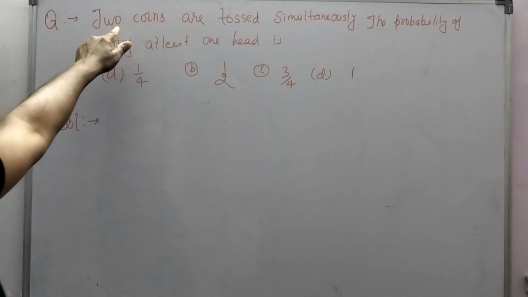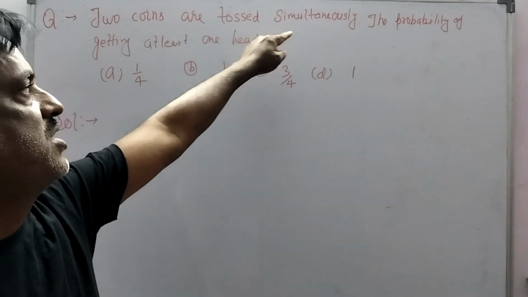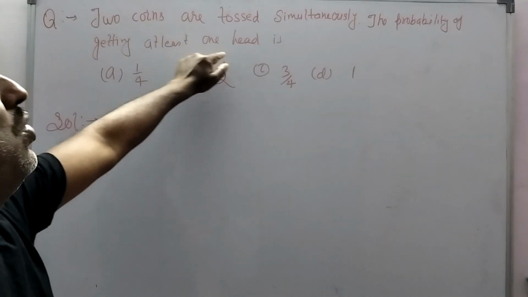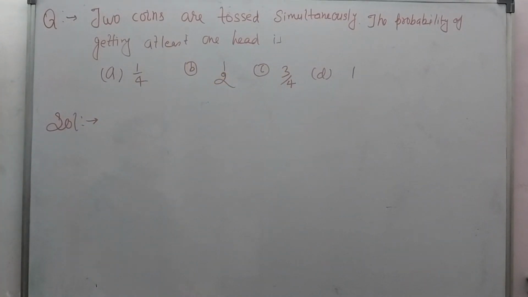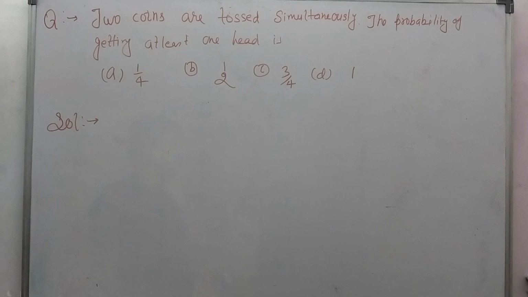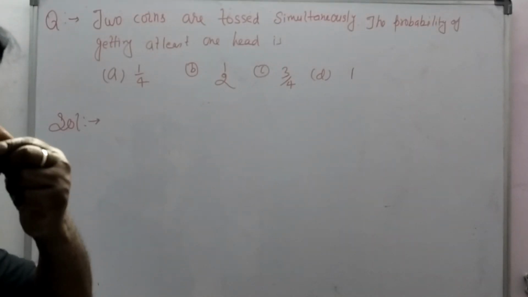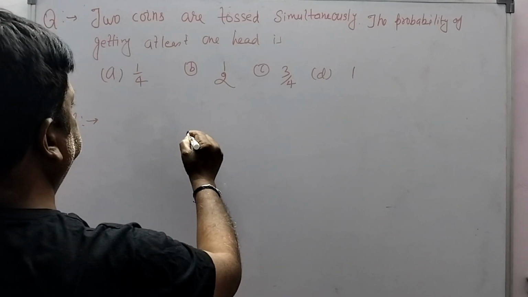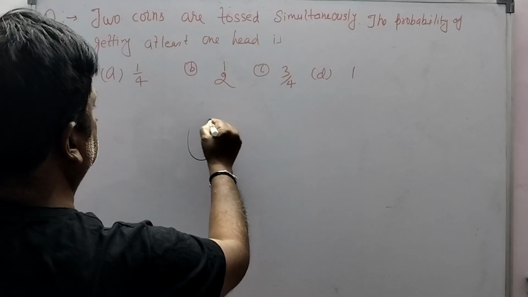Next question we are saying, friends, two coins are tossed simultaneously. The probability of getting at least one head is. The question says two coins are tossed simultaneously, then what is the possibility that we should get at least one head of this coin or this coin? So how can we calculate? Suppose there are two coins, okay?